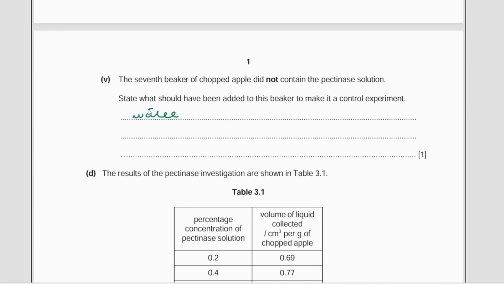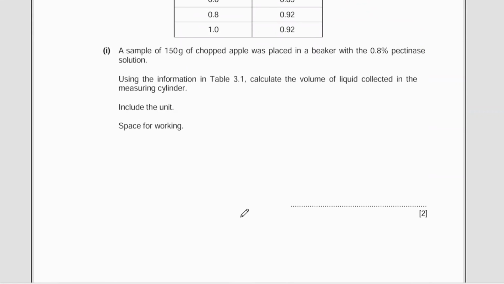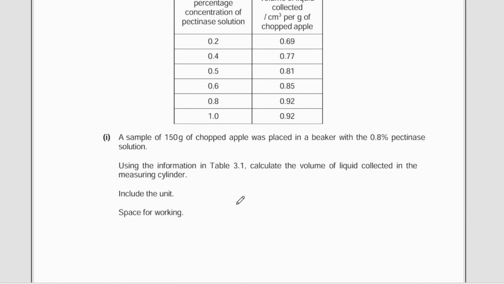Okay, we discussed it earlier. What is a control? Okay, wait, we'll discuss it later. Let's leave it here. We can add water or we can add denatured pectinase. Do tell me if we need an explanation on this question. Okay, then the readings are given. Use the information to calculate the volume of liquid collected. How much liquid is collected?